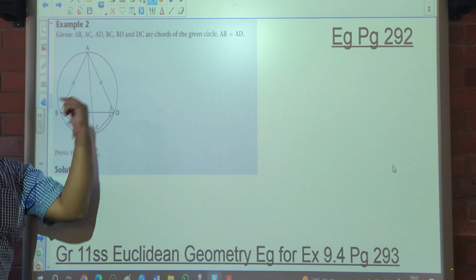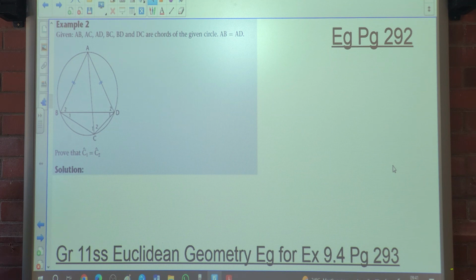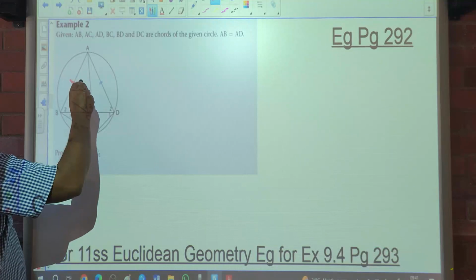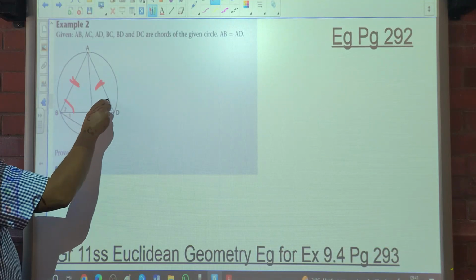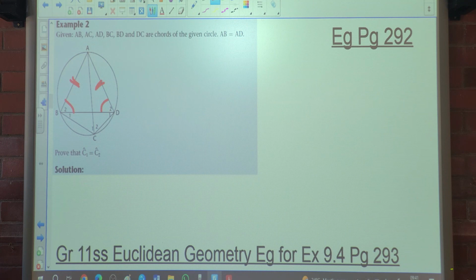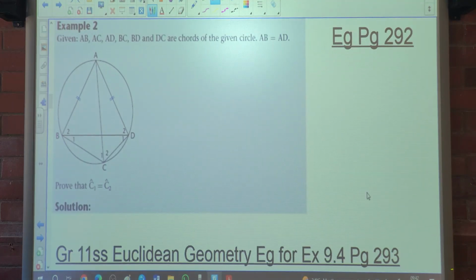People, if AB is equal to AD, what do we know? If these lines are equal, what do we know? Angles opposite equal sides. Remember, those lengths are equal, so those angles are equal. Okay. Then we are asked to prove that C1 is equal to C2.